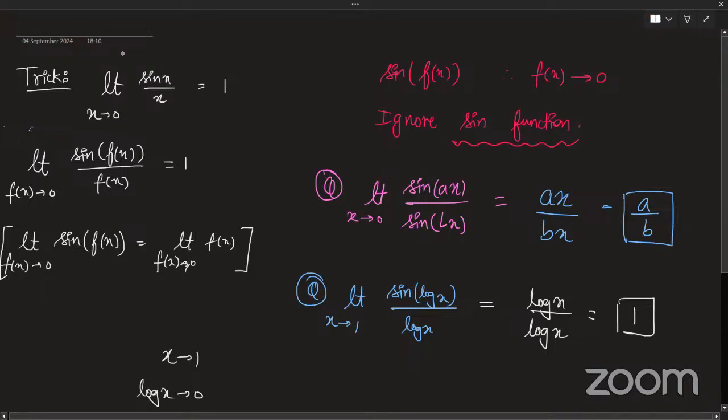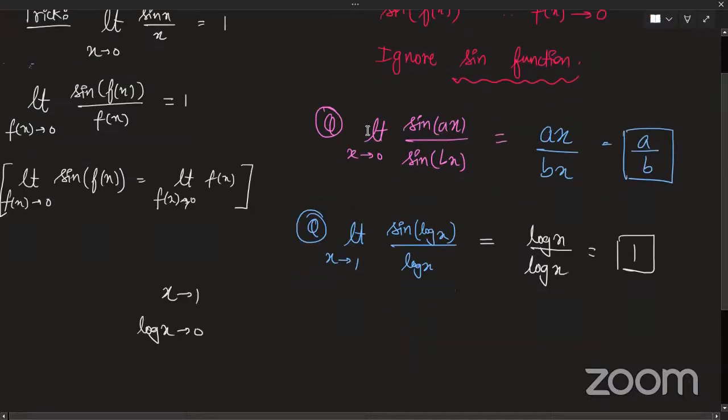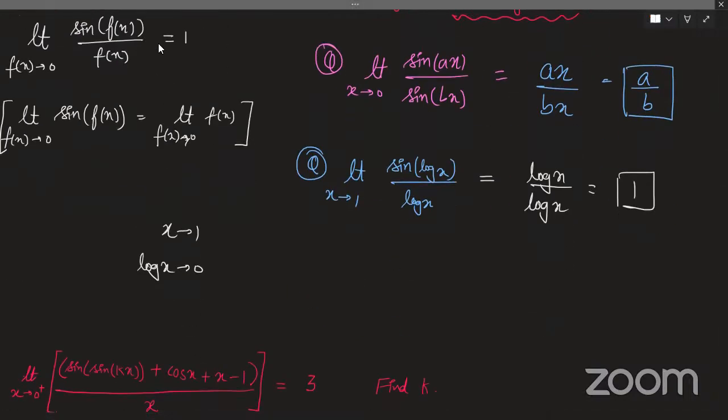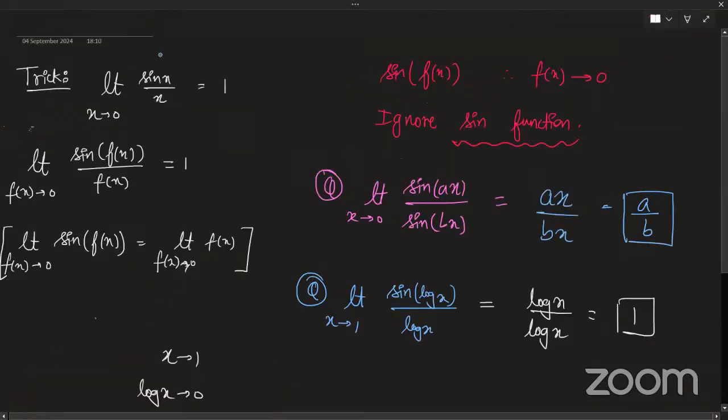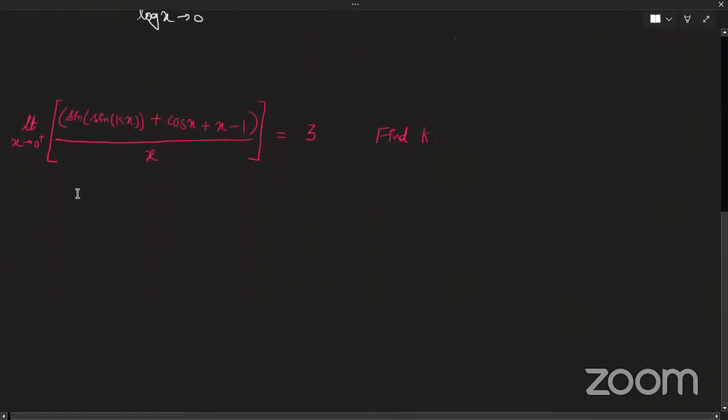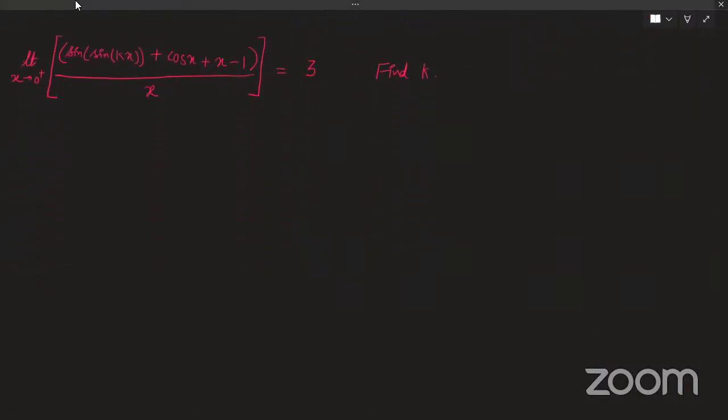Now you can just remove your sine wherever, but keep in mind that you can only do this when the inside function is tending to 0. And the same thing works with tan also. You can ignore your tan function because tan x by x is how much when x is tending to 0? It is 1. So you can think intuitively for tan also. Regarding this property, let us do a very small question.